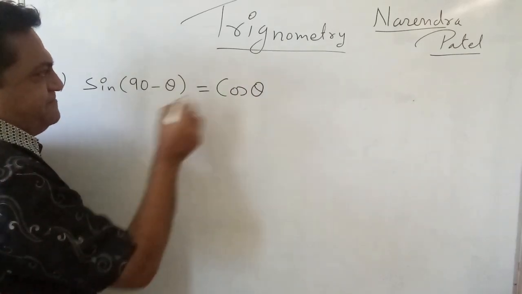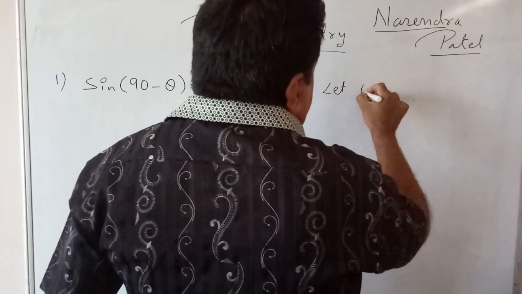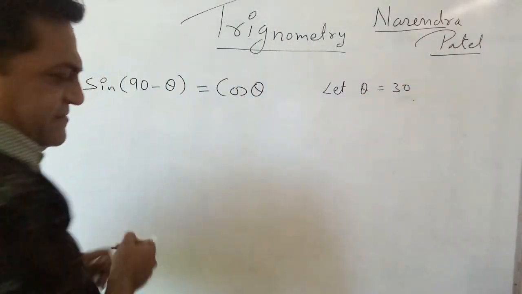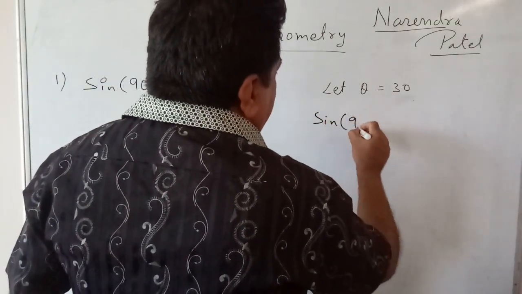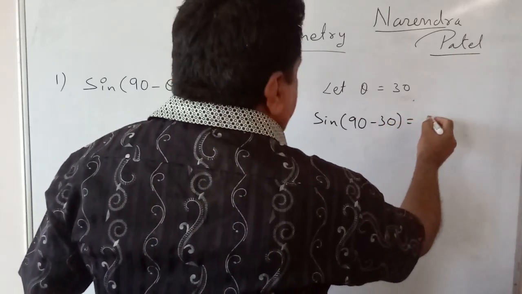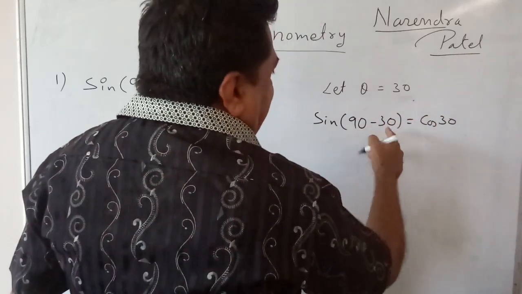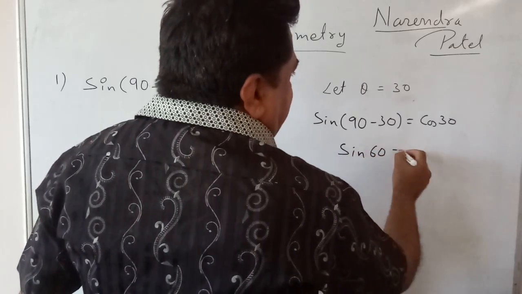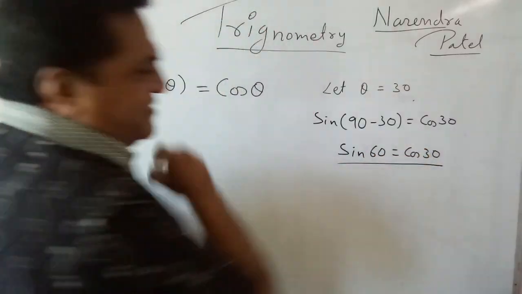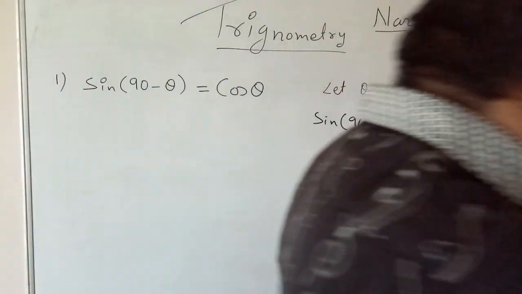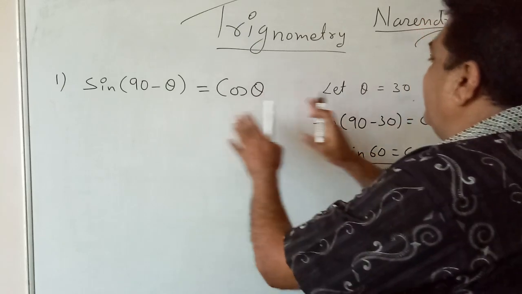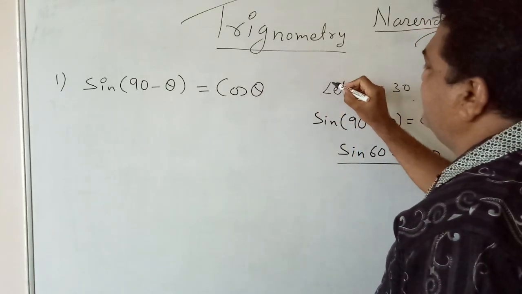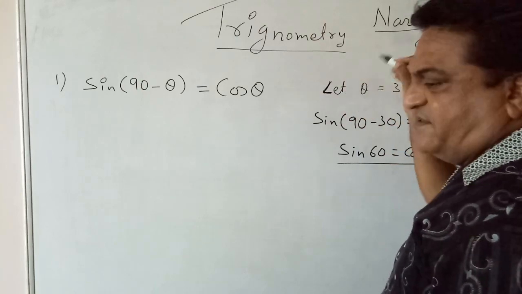Understood? Suppose let me take an example. Let theta be equal to 30. Let me put it here. How is the formula working? See, sine of 90 minus 30 is equal to cos 30. Sine of 90 minus 30 means sine 60 is equal to cos 30. From the table you can judge that sine 60 and cos 30 are equal. They are complementary angles. That's why they are equal. So a general formula is given to you, and this is an illustration. How to prove?